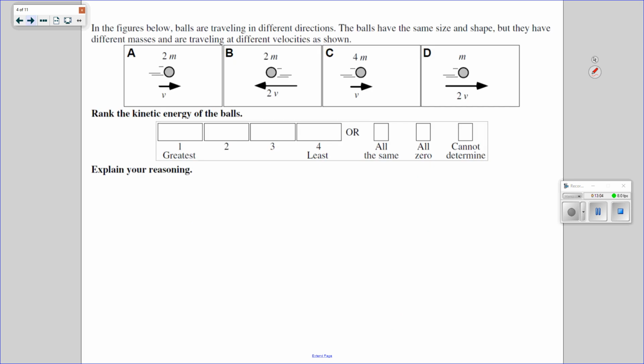Here's a nice little ranking exercise. So please do, my students, do, for when I see you next, rank the kinetic energy and explain. Okay?